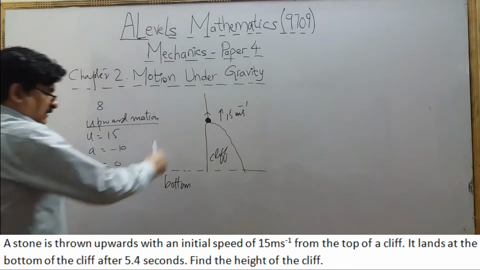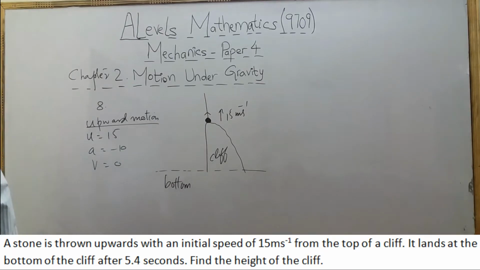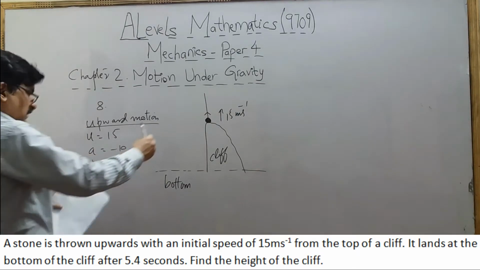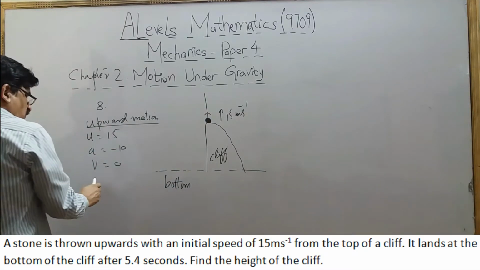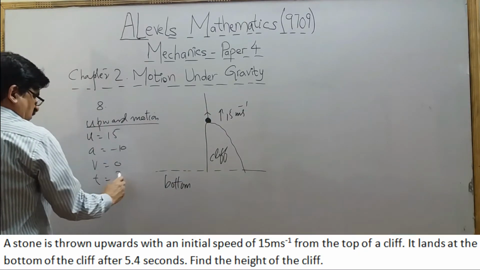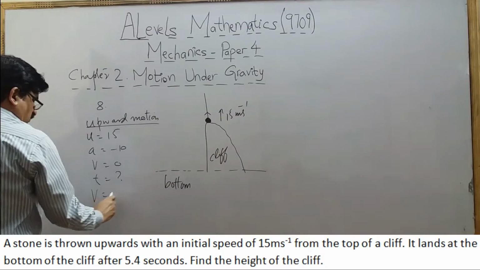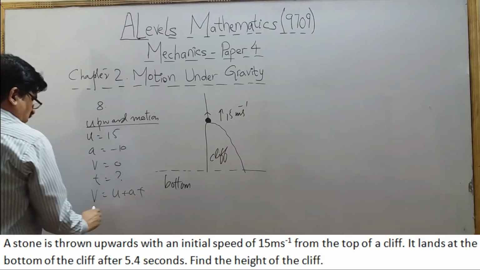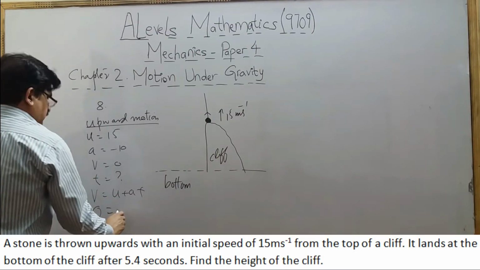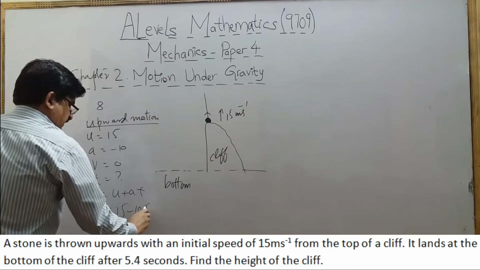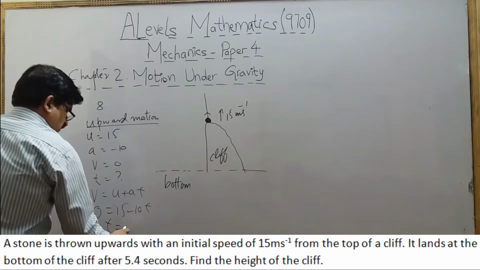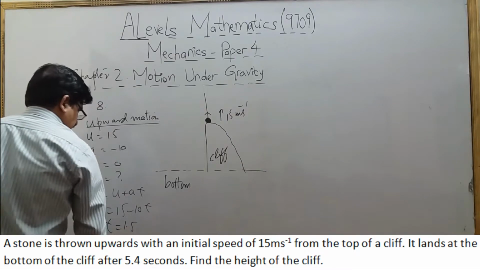We need this time and the distance as well. Now we find time. So v is equal to u plus at. So v is 0, u is 15 minus 10t. So time will be equal to 1.5 seconds.